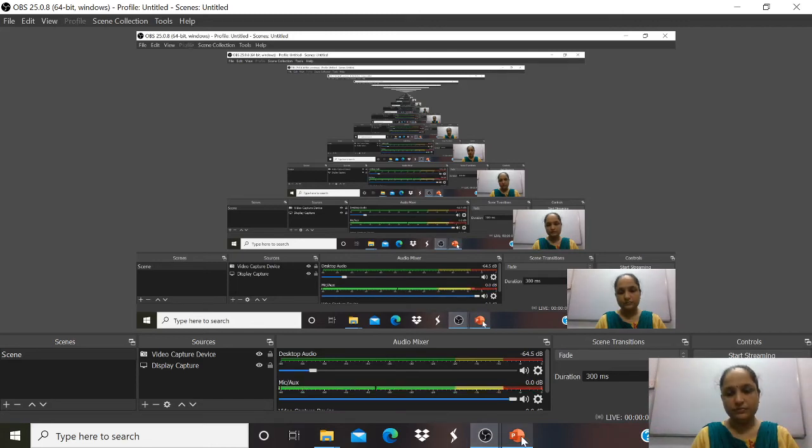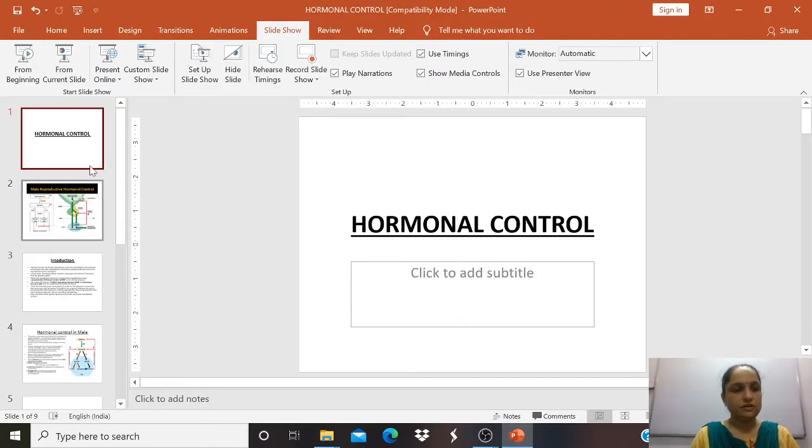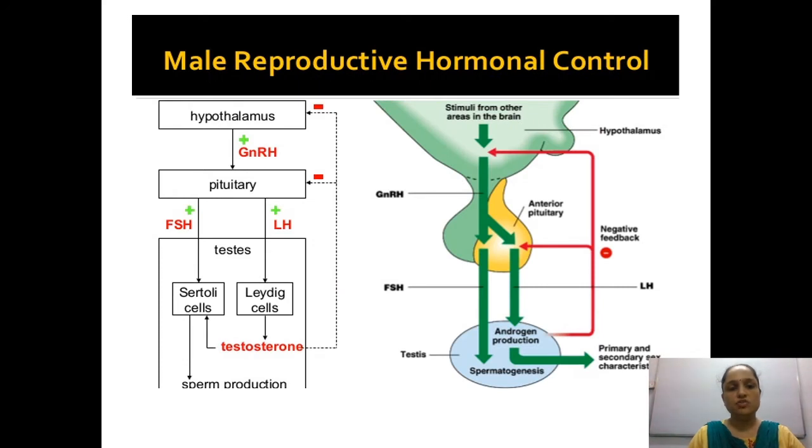Hello everyone. Today we are going to start with our new topic that is hormonal control. And hormonal control we are going to study in case of males as well as in case of females. So let's start. Here is a picture of male reproductive hormonal control, which is a flowchart format which you are supposed to draw.